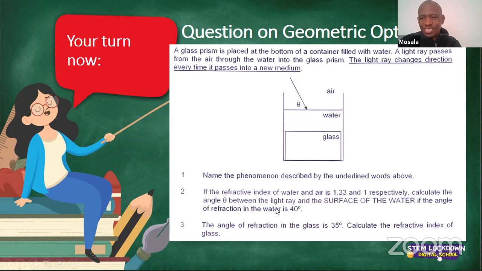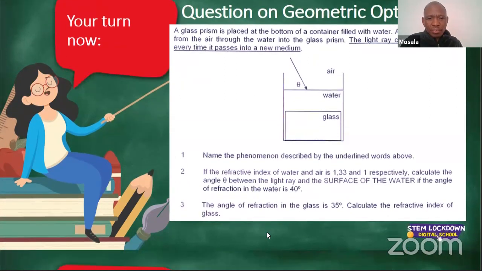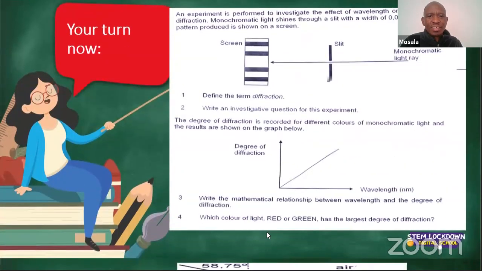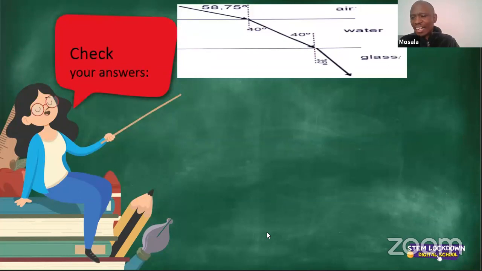Okay, let's go through the solutions together. The first question was: name the phenomenon described by the underlined words. It says light changes direction every time it passes into a new medium. So that should read as diffraction.